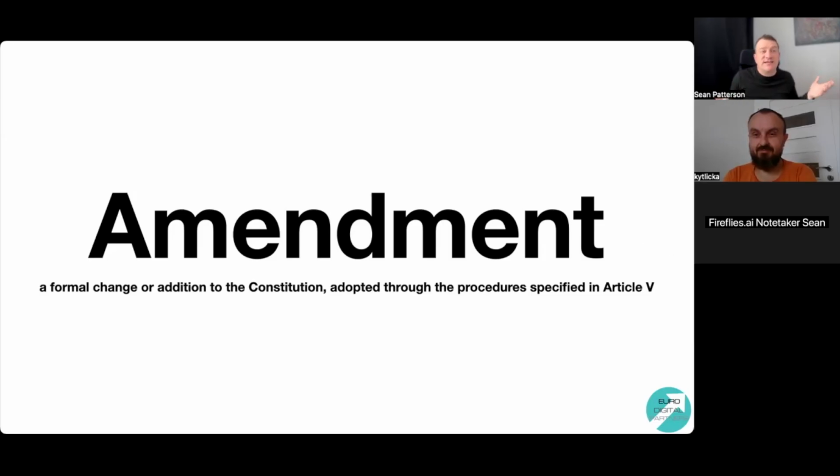So this usually takes quite a lot of time, and that's why this cumbersome process means we don't have a lot of amendments. It's less than 30 in 250 years. It was more amendments initially. We started with 10, and we'll get to that later. But yeah, it's not so often that we change our constitution.